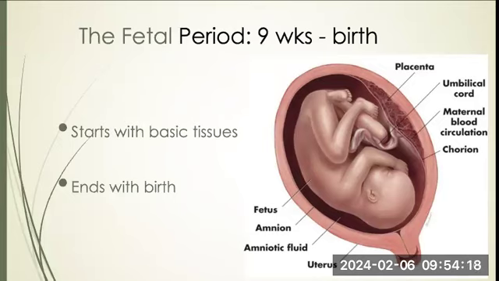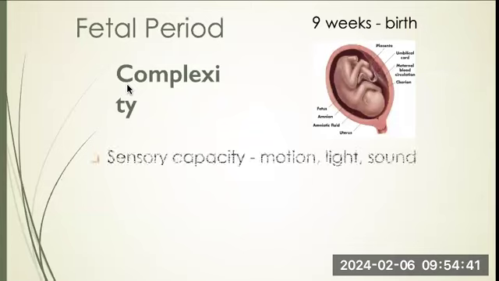So fetal period, 9 weeks to birth. This is the part most people are familiar with because it's very obvious somebody is pregnant at this point. So the fetal period starts with basic tissues and ends with birth. You can see this is what most people are familiar with and think about when they think about somebody who is pregnant. So, the key term here is complexity, right?